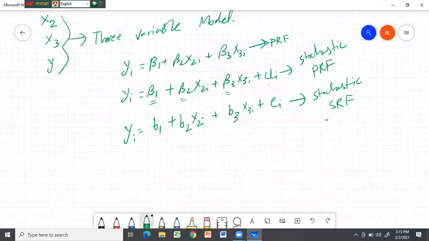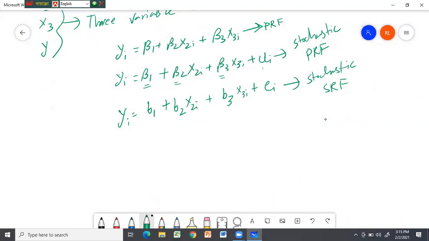Now the question is, how would we estimate the values of B1, B2, and B3 considering the sample regression function?